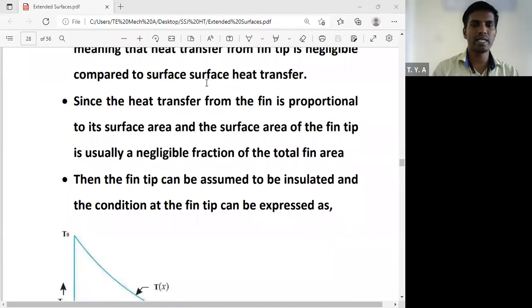Okay, since the heat transfer from the fin is proportional to its surface area, and the surface area of the fin tip is usually a negligible fraction of the total fin area.